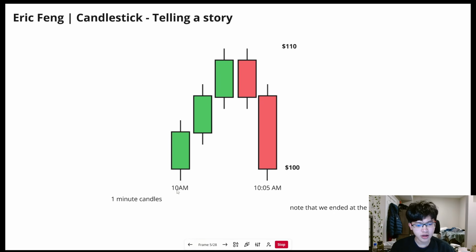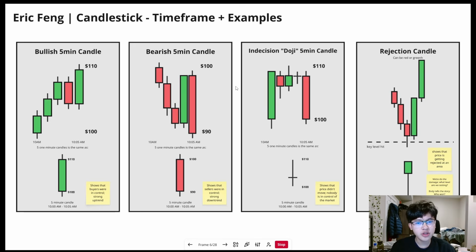So we can see here at 10 a.m. we start moving up, and then at the end, 10:05, we come back down to where we started. So we can see here from the wicks, we peaked at $110, and then we came back to where we started at $100.